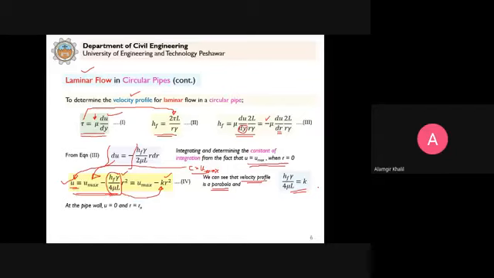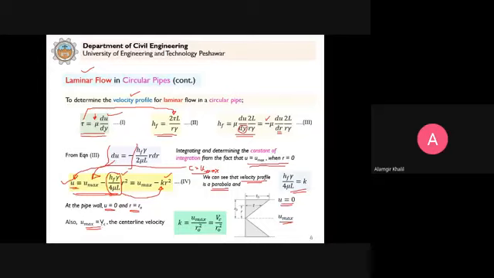Now at a pipe wall, what is the situation? The velocity is 0 at r equal to r naught. As we saw in the previous slide, at r naught the velocity is equal to 0, and at r equal to 0 we have the maximum velocity. So this u maximum is also equal to Vc, the center line velocity.